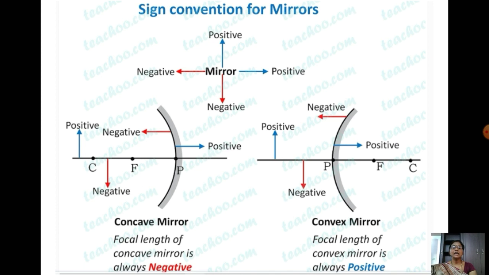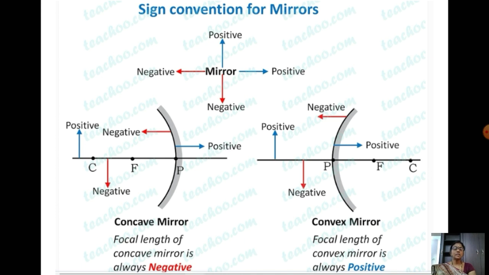So, sign convention for mirrors. The first figure is the concave mirror and second figure is the convex mirror. In the concave mirror, the object is placed in front of the spherical mirror. Here C and F are the center of curvature and the principal focus. The distance measured from the pole of the mirror is taken to be negative here, and the image formation will be here in front of the mirror itself, and so it is in the inverted direction, so it is also negative.